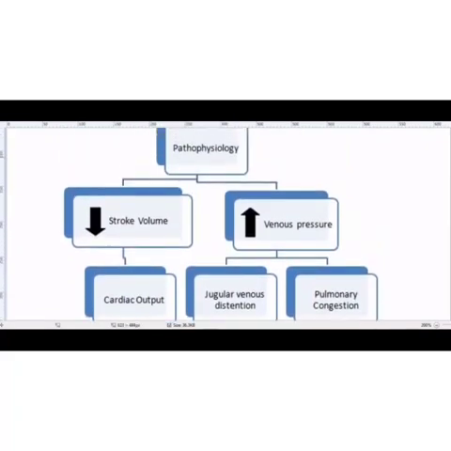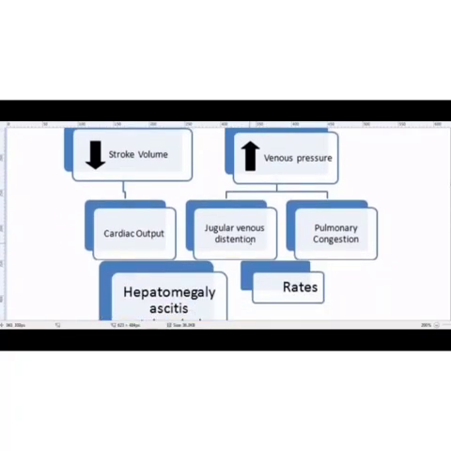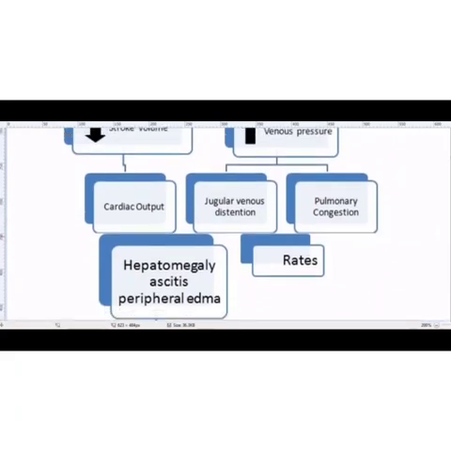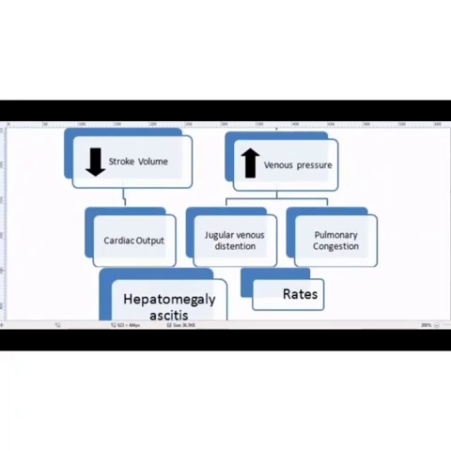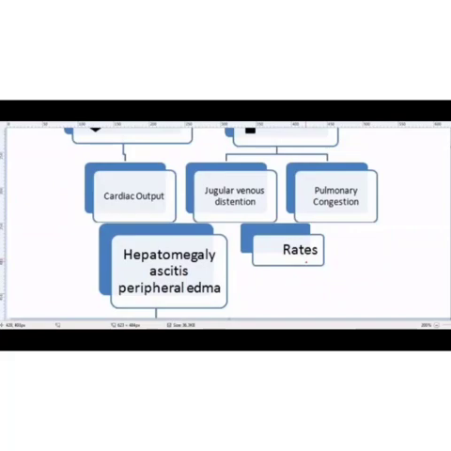It even leads to increased venous pressure, which leads to systemic JVD, which is jugular venous distension, then hepatomegaly, which is the enlarged liver, then ascites, which is the swelling of the abdomen caused by accumulation of fluid, then peripheral edema, which is the accumulation of fluid which causes swelling. The increased venous pressure also leads to pulmonary congestion, which leads to rales. Rales are abnormal sounds heard during examination.